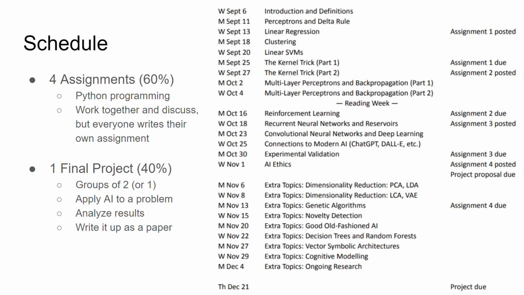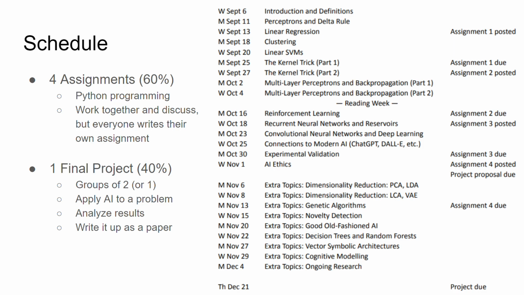Final project, start thinking about it now-ish in terms of groups. You can have a group of up to 2. You can also perfectly fine do it on your own. Basically what it's going to be is pick a problem, apply AI to the problem, hopefully apply multiple techniques to the problem, modify the AI thing, adjust different aspects of the approach that you're using, analyze the results, write it up as a paper.